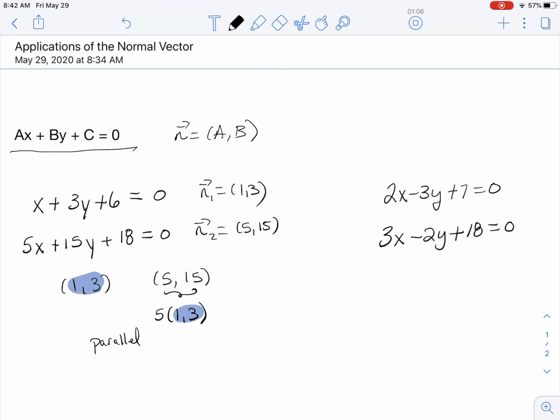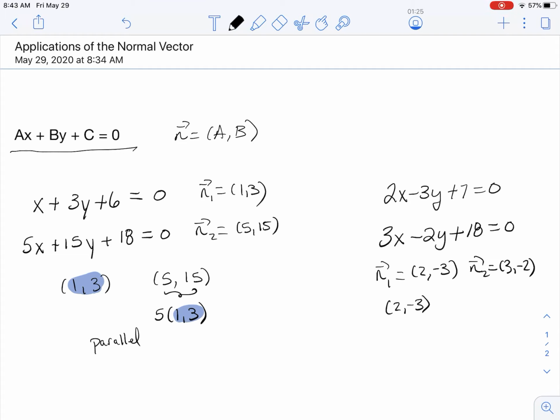Again, it's the same test to see if they're parallel between two vectors, but you can use the normal vectors for this one. Now this next pair: normal 1, so the first line, the normal is (2, -3), and the second line, the normal is (3, -2).